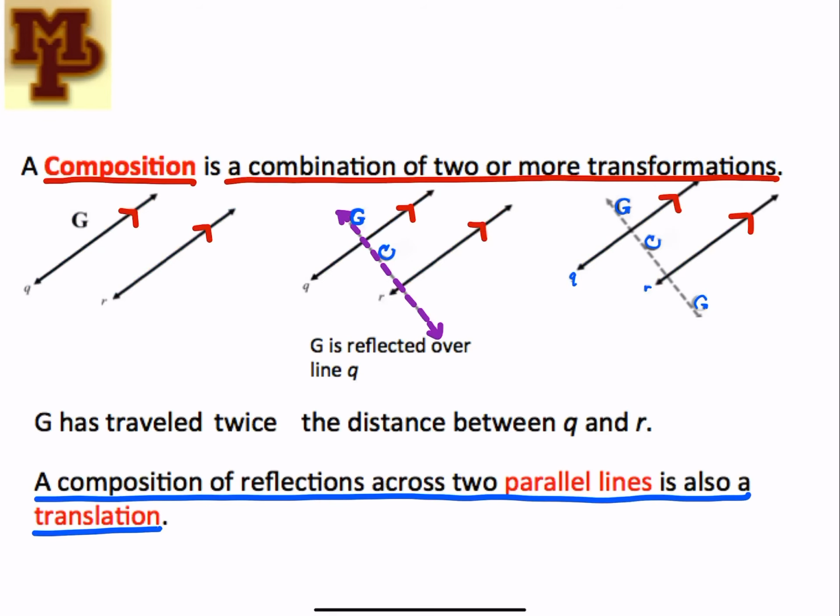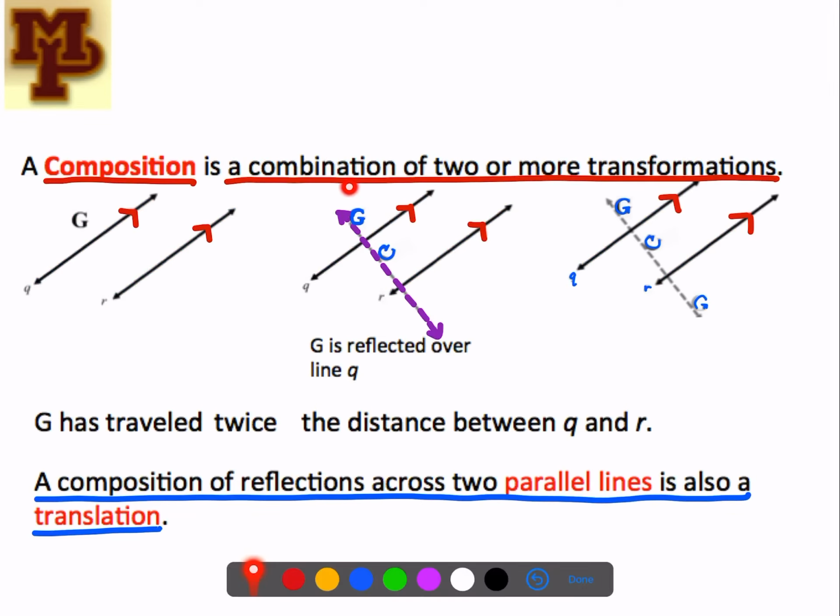So first off, we're going to start with a composition. The definition of a composition is just a combination of two or more transformations. So if two or more transformations are occurring, we have a composition of transformations. It's also known as a sequence. So if you see a sequence of transformations, it's the same exact thing as a composition of transformations.